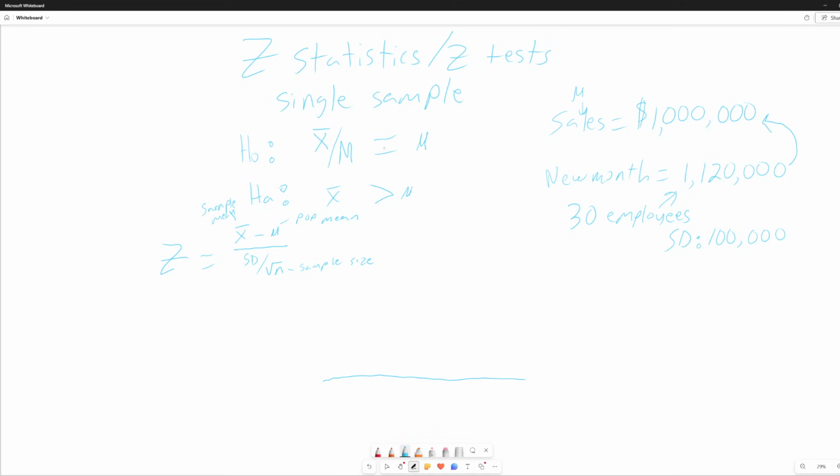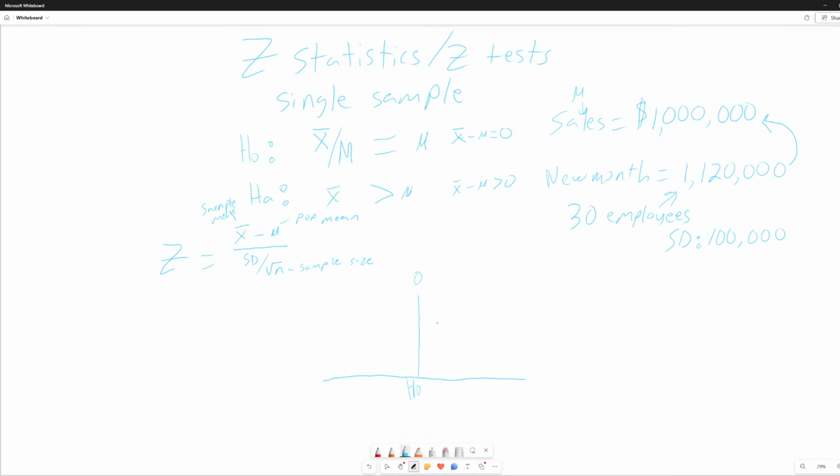Well, if we rewrite the null hypothesis, this is also like saying x bar minus mu is equal to 0, right? If you subtract them, there is no difference, because if they are equal to one another, the difference between them is 0, whereas this one is saying x bar minus mu is greater than 0. Okay, so the null hypothesis, H0, states that the difference is 0.